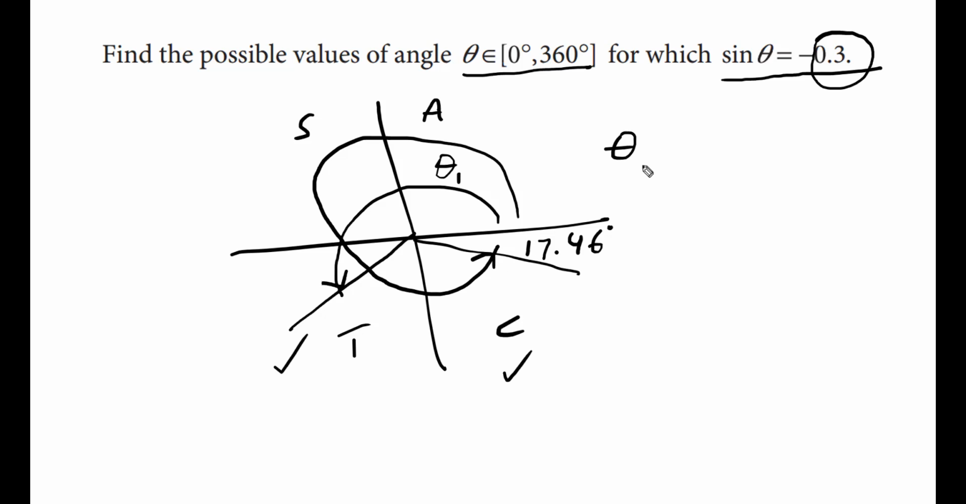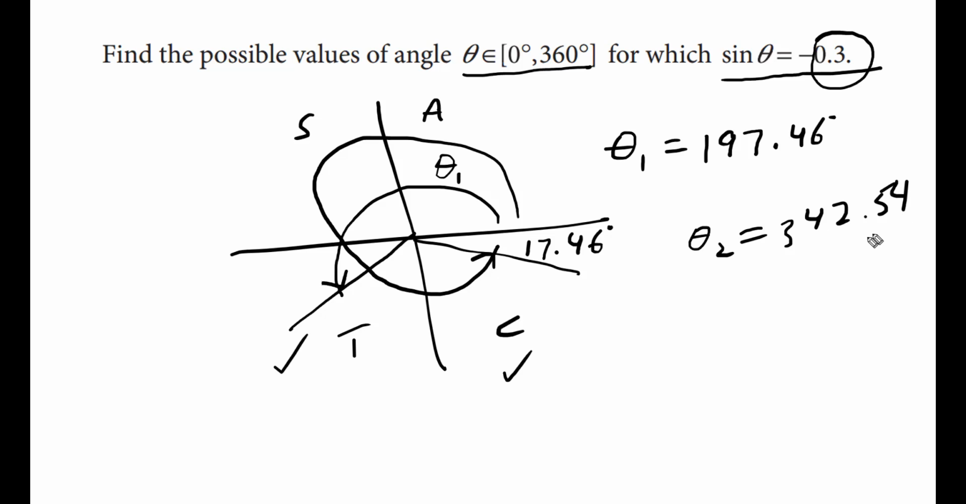So therefore, theta 1 is equal to 180 plus 17.46, which is about 197.46-ish. And theta 2 is going to be 360 minus that reference angle, which is around 342.54-ish degrees.